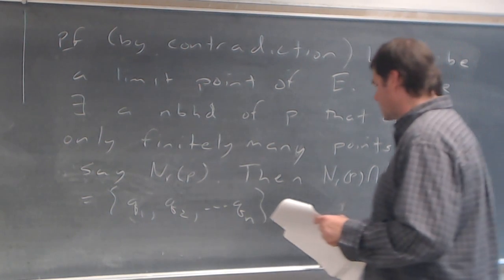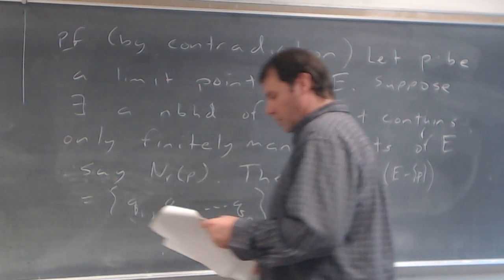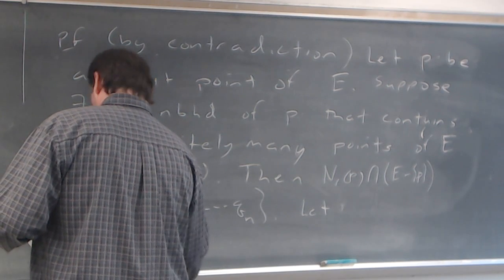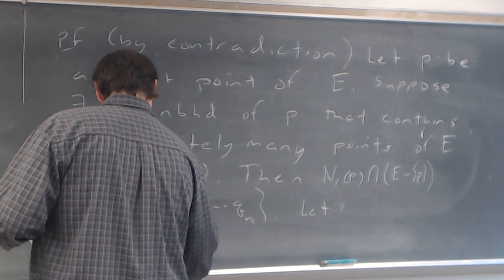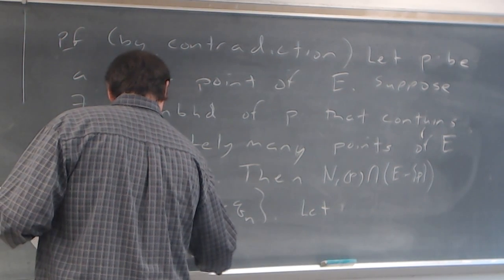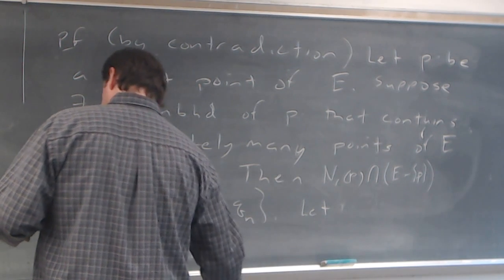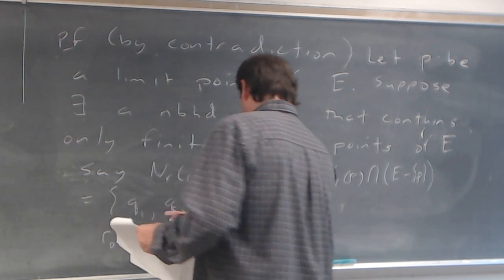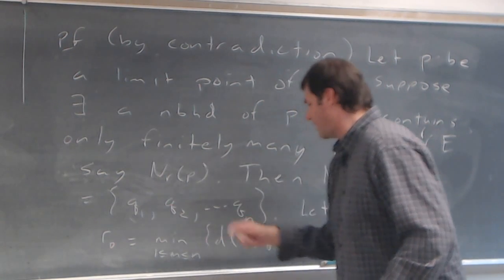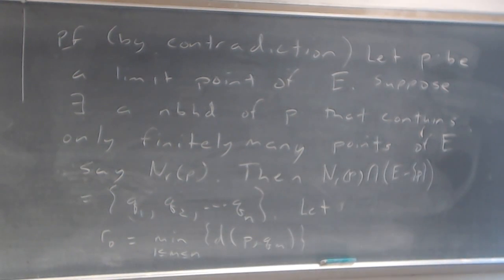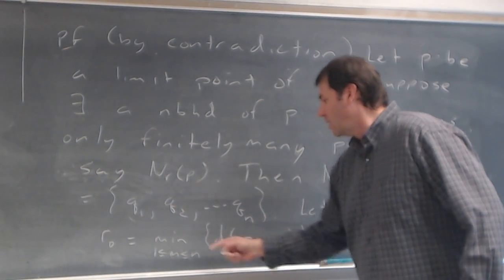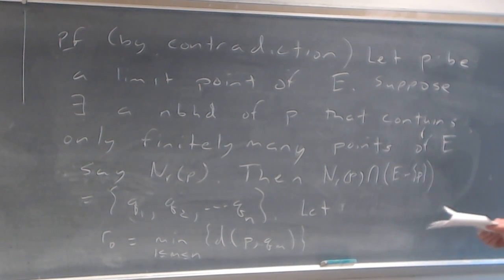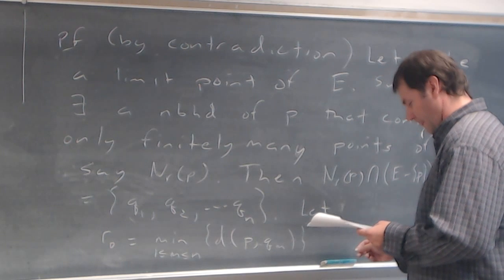Now, since there are only finitely many of them, we're going to let r sub 0 equal the minimum over 1 less than or equal to m less than or equal to n of the distances between P and Q sub m. So you look at all the distances between P and these points, and take the minimum of them. Now, since none of these points are P, their distances here are always going to be positive numbers, so the minimum is going to be a positive number.